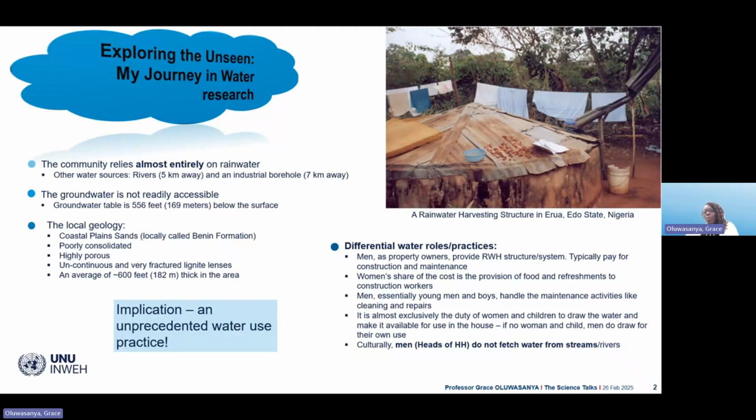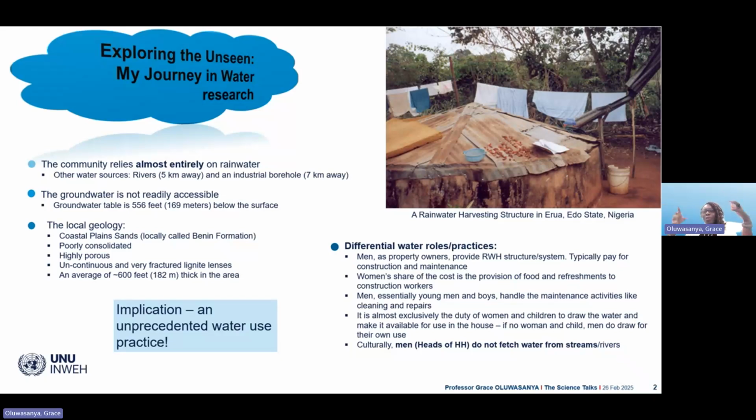Young men and boys will handle the maintenance activities like cleaning and repairs, but it's almost exclusively the duty of women and children to draw the water and make it available for use in the house. But if no woman or child is available, men do draw for their own use. But culturally, men, especially heads of household, will not fetch water from the streams or the river.